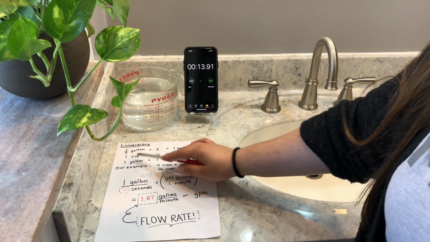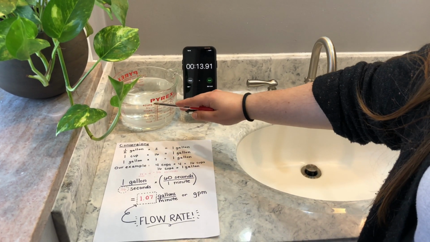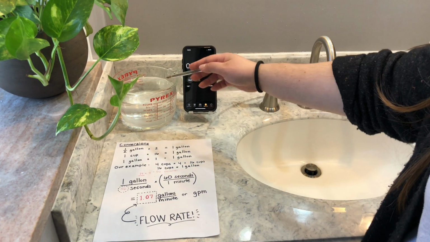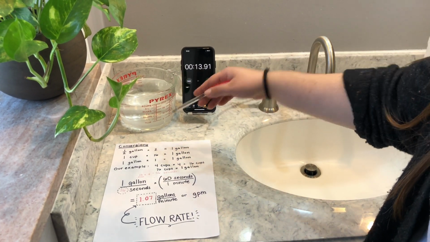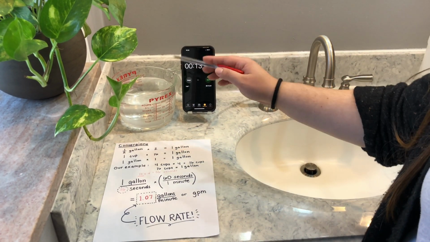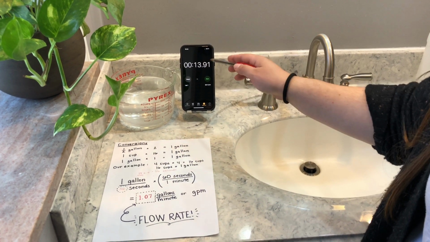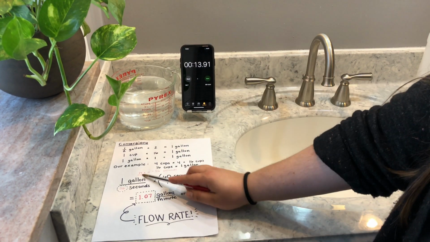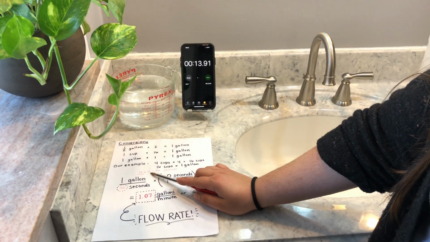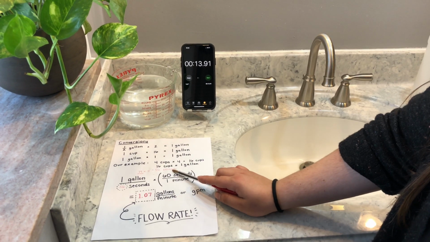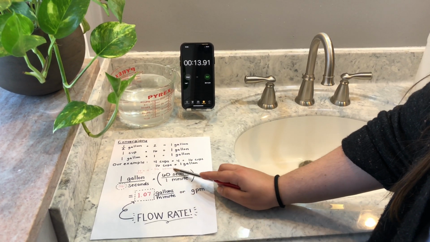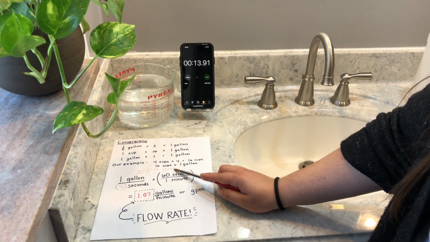For the experiment I did, I used the measuring cup, which measured at 4 cups. Now, as I said earlier, it takes 4 of these measuring cups to fill my 1 gallon jug. So I'm going to multiply the seconds I got by 4. Now I'm going to round up to 14 seconds, multiply it by 4 to get 56 seconds. So that means it took 56 seconds to fill up a gallon jug.